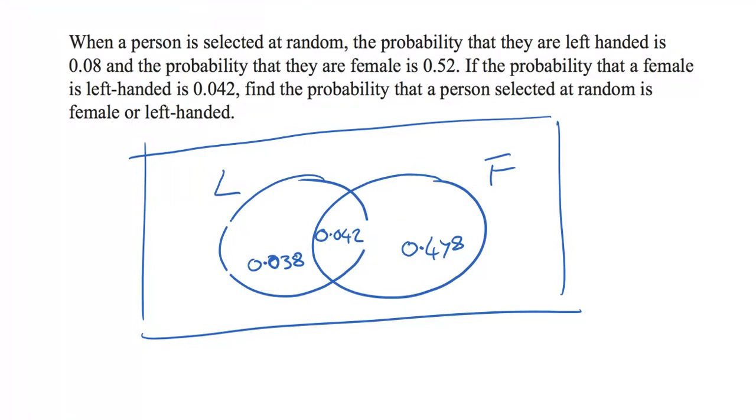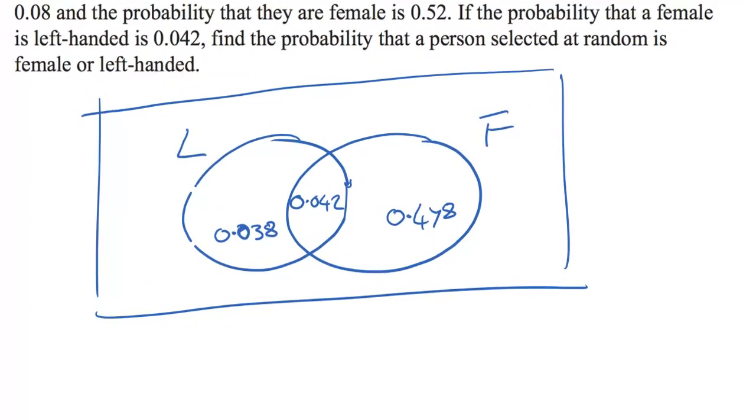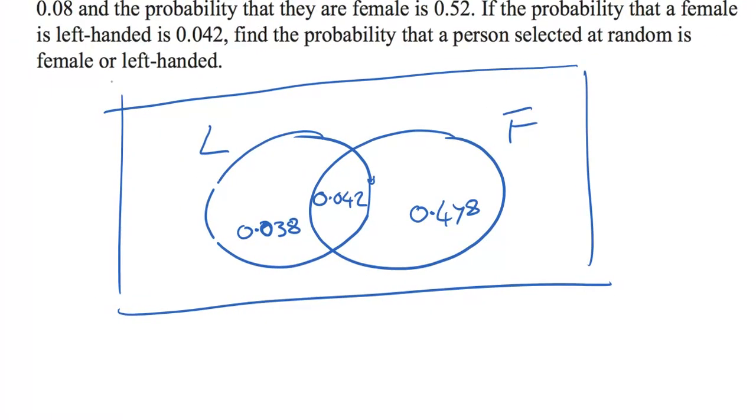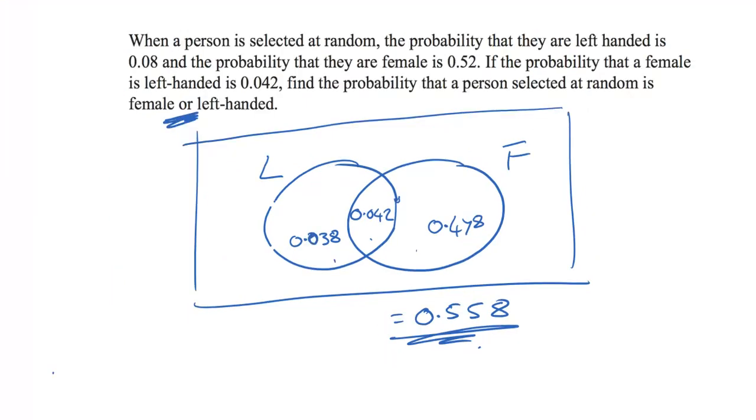Okay, so from here, we were asked to find the probability that a person selected at random is female or left-handed. Well, that's going to mean adding up each of these 3 things because they're asking us there for the union. So if I do 0.478 plus 0.042 plus 0.038, we're going to have an answer of 0.558. And that one is correct.